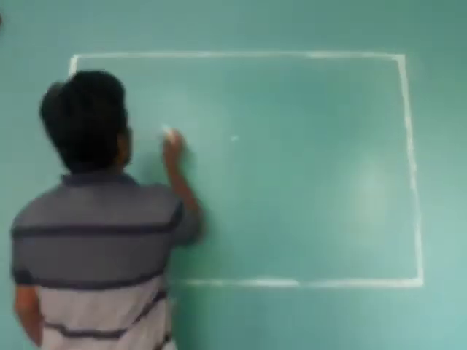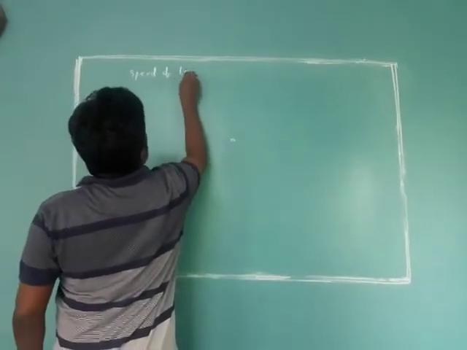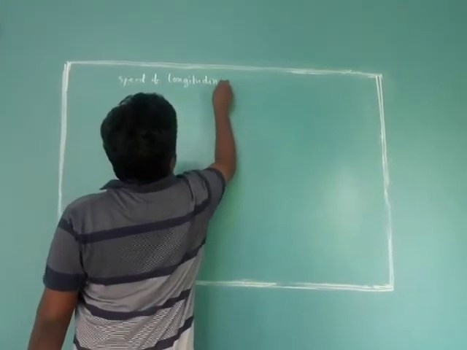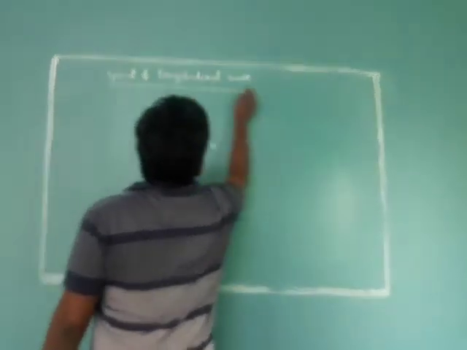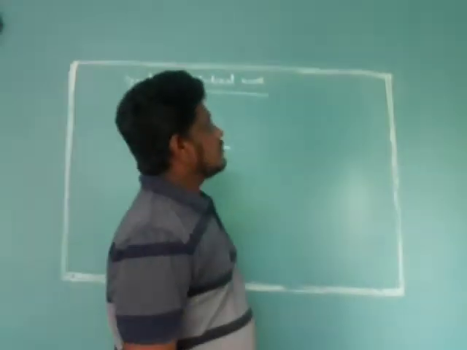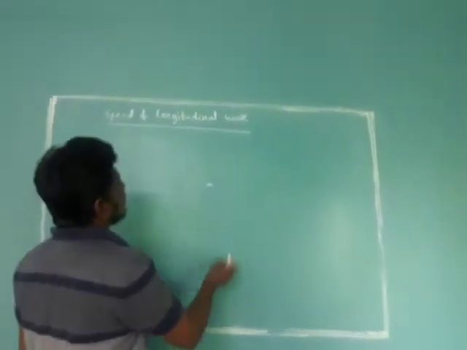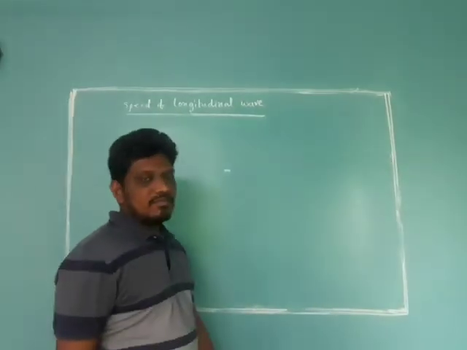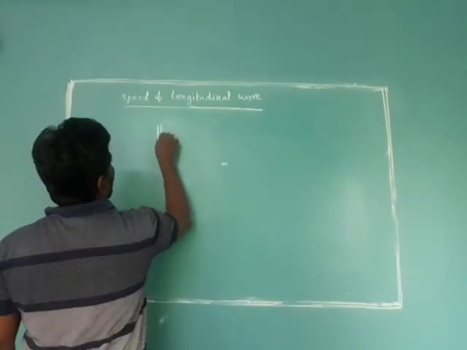Speed of longitudinal wave. The best example for a longitudinal wave is a sound wave. Sound wave is propagating in which medium? Air medium. So that will be propagating in the form of compressions and rarefactions.